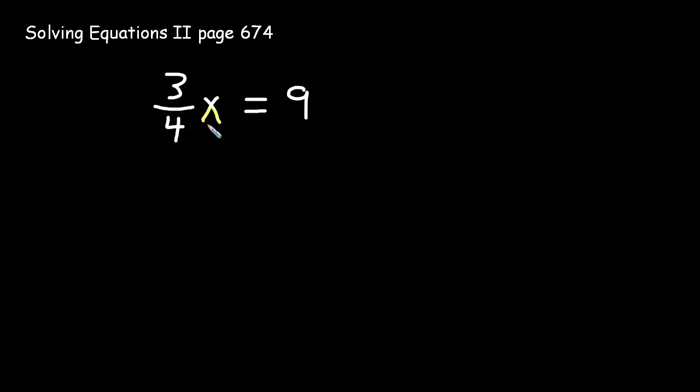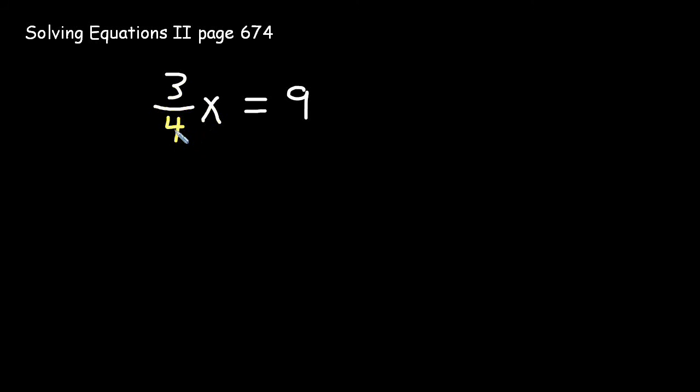Okay, so when you're solving equations, you always want to isolate the variable. You want the variable x by itself. You want to get rid of the 3/4. Well, how do you get rid of the 3/4? Well, this is 3 divided by 4. What you always do is the opposite of what you have here. We'll start with, say, the 4. Let's get rid of the denominator here.